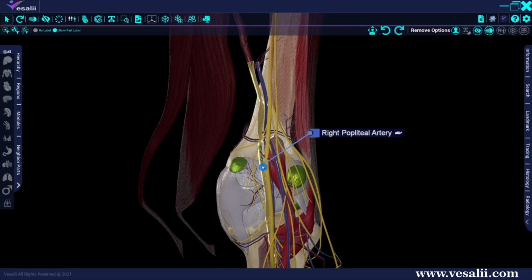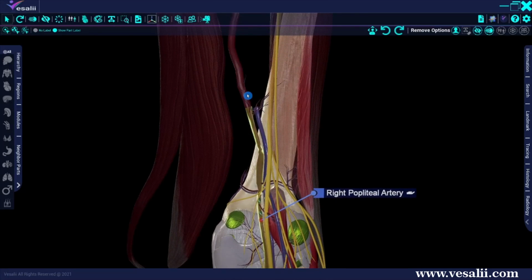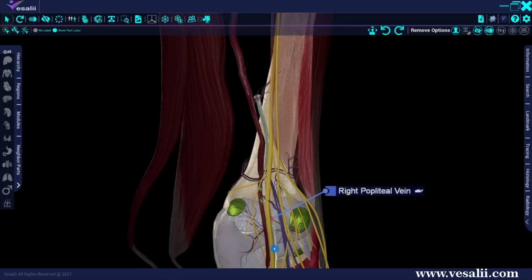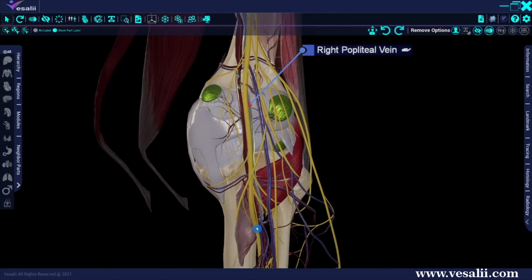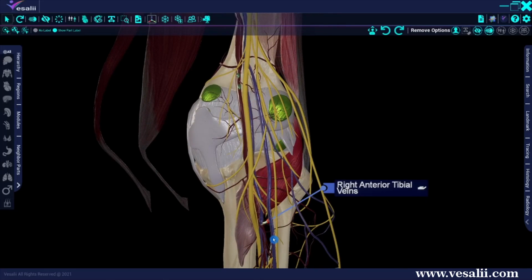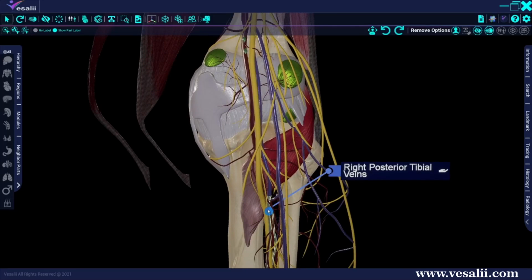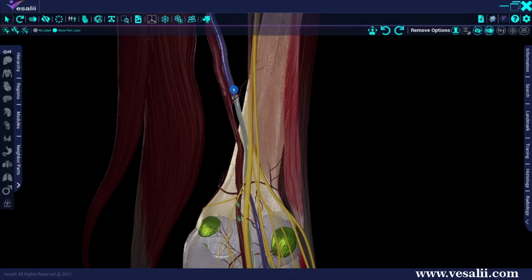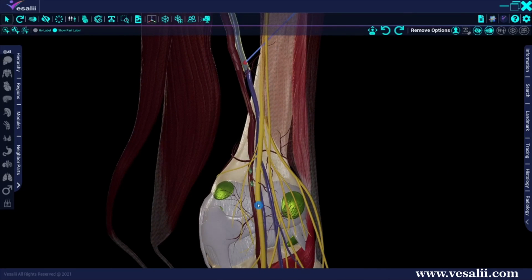The popliteal artery is the deepest structure, and it is a continuation of the femoral artery. The popliteal vein is formed at the distal border of the popliteus, as the anterior tibial vein unites with the posterior tibial vein to form the popliteal vein. The popliteal vein ends into the femoral vein. It usually lies lateral to the popliteal artery in the popliteal fossa.